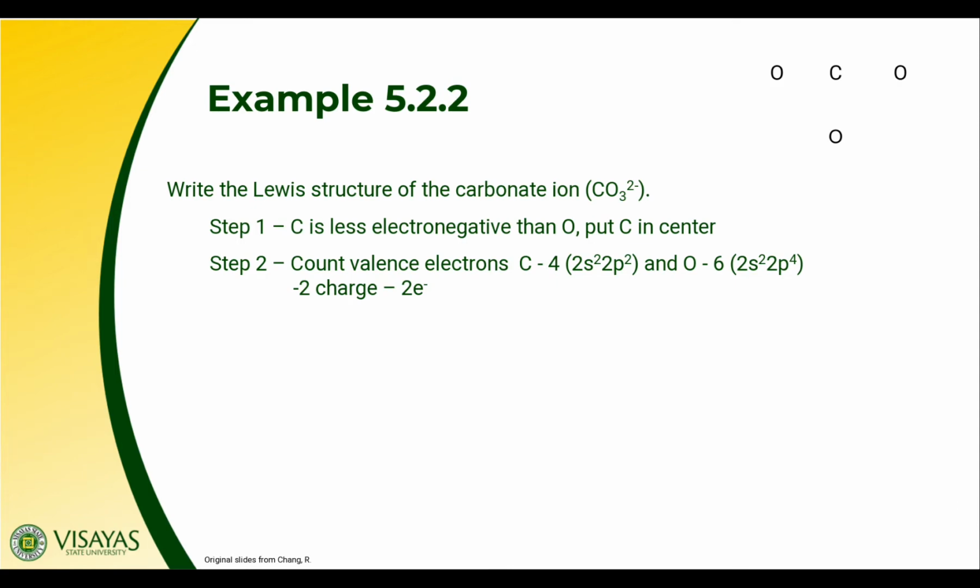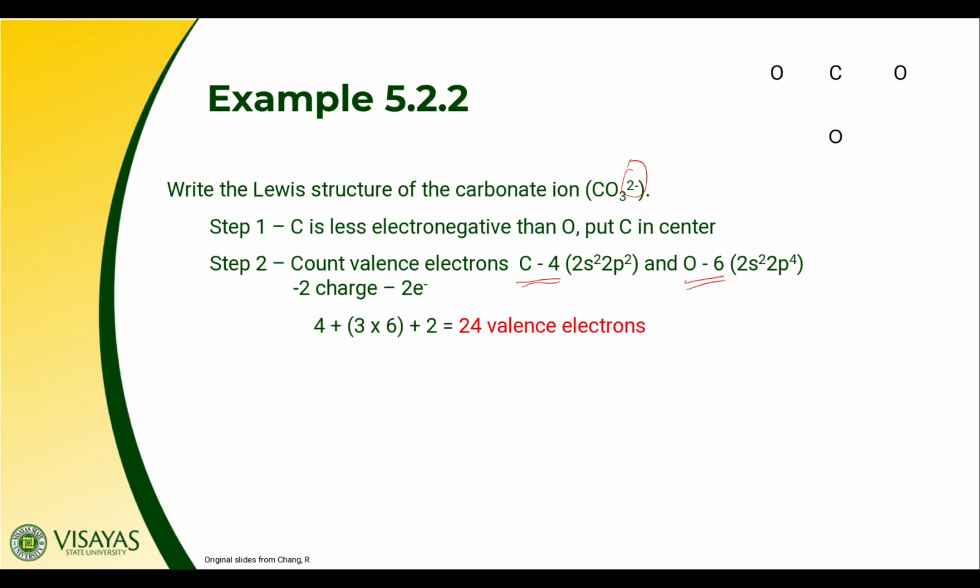Next step is we count the valence electrons. For carbon, since it is in group 14, its valence electron is 4. For oxygen, it's in group 16, so it has 6 valence electrons. Then, our carbonate ion is an ion, so it has a charge. In this case, its charge is 2 negative. According to the rule, for each negative charge, we will add 1. Since we have a negative 2 charge, we will add 2 electrons.